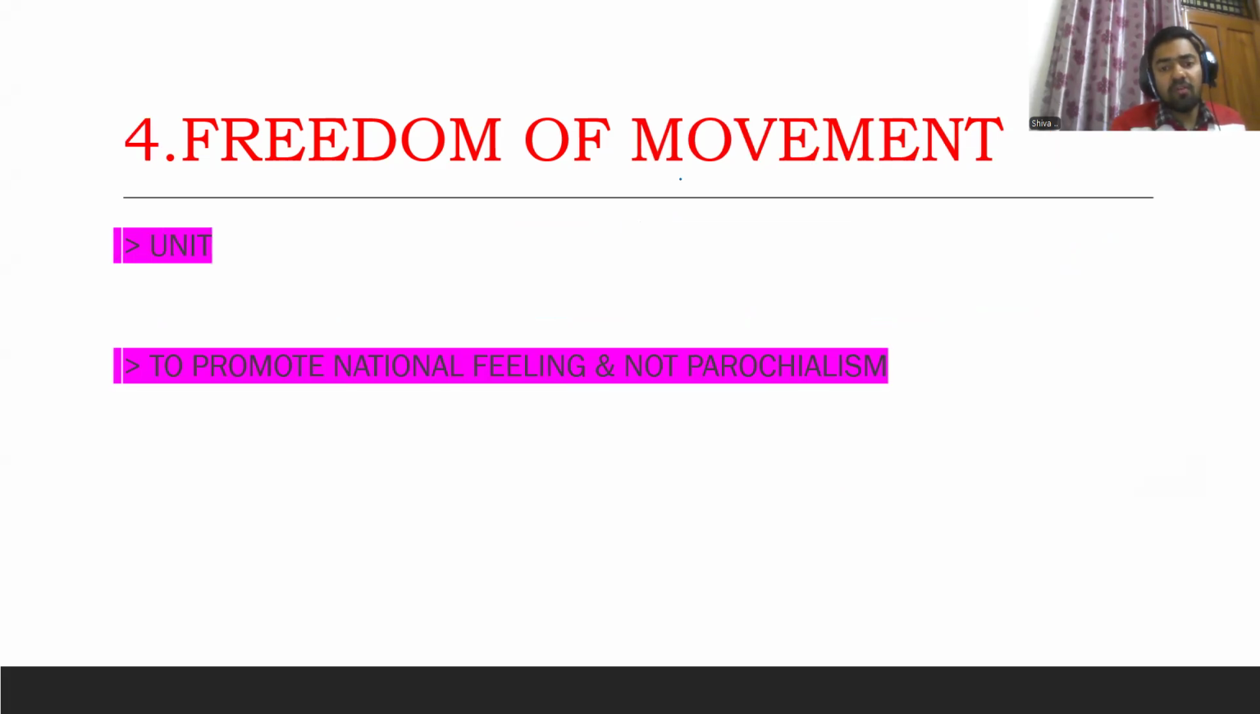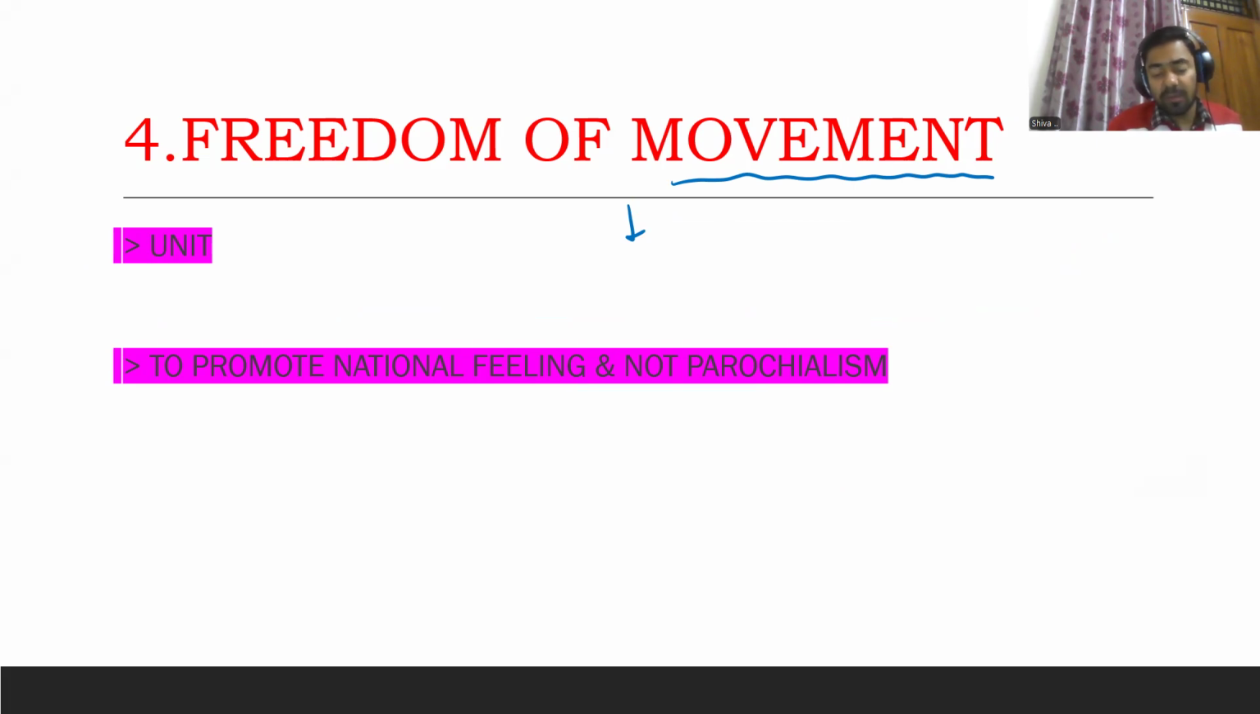If we talk about freedom of movement, it gives you the freedom that you can move from one place to another place, from one state to another state. You can move from Kashmir to Kanyakumari, or from Gujarat to Nagaland, because India is one unit. You need not have a separate passport or visa.